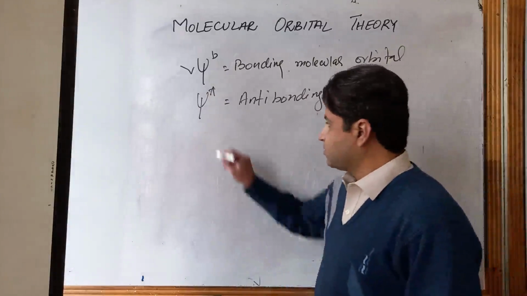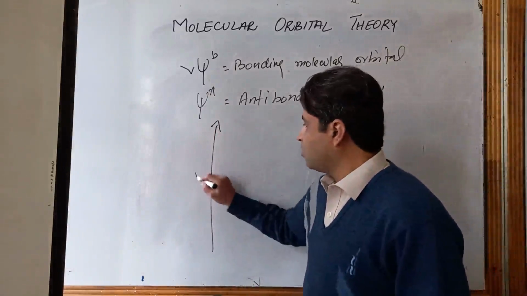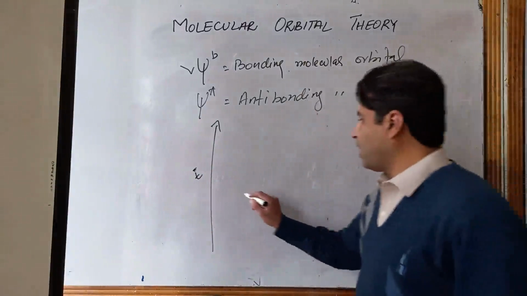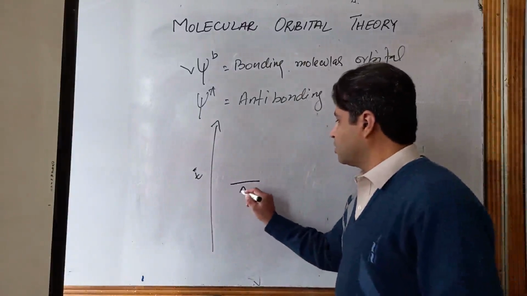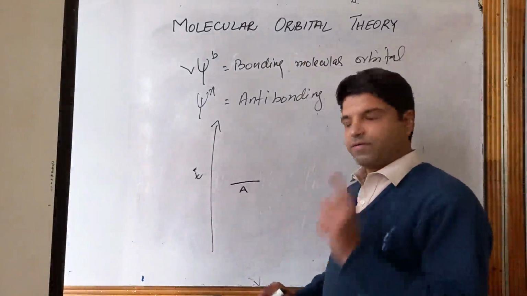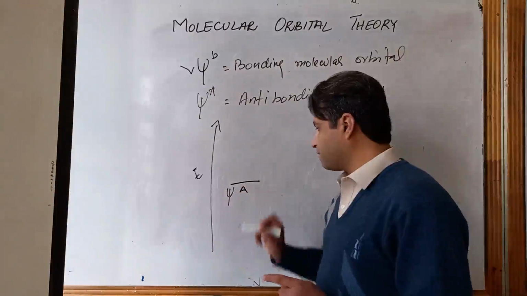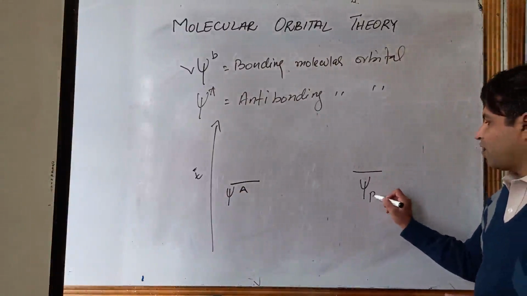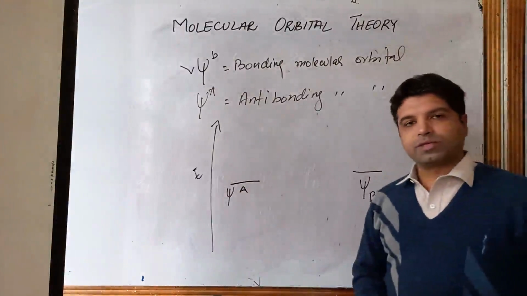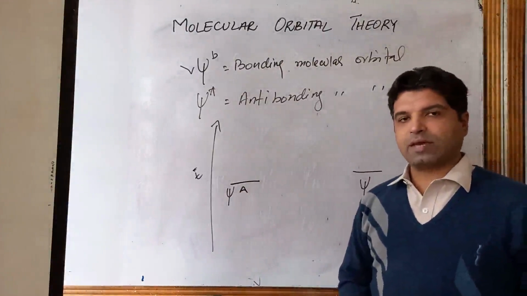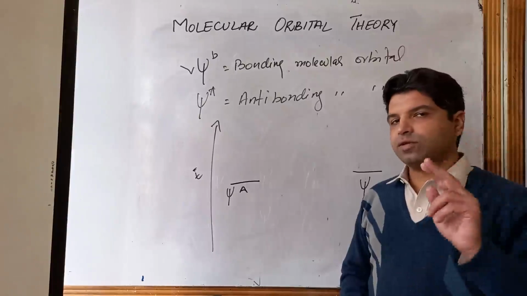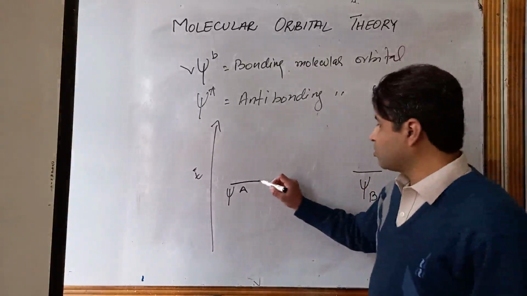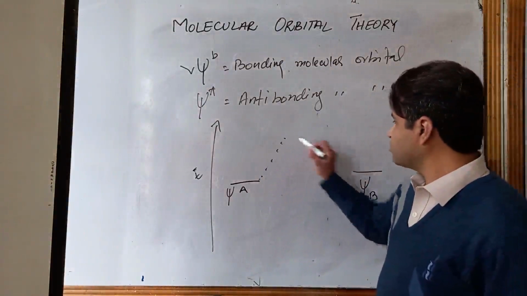Now let's see all of these orbitals on an energy scale. So we have the atomic orbital of A, that is psi A, and we have the atomic orbital of B, that is psi B. And as you know, we have two atomic orbitals, so we will have the formation of two molecular orbitals as well.